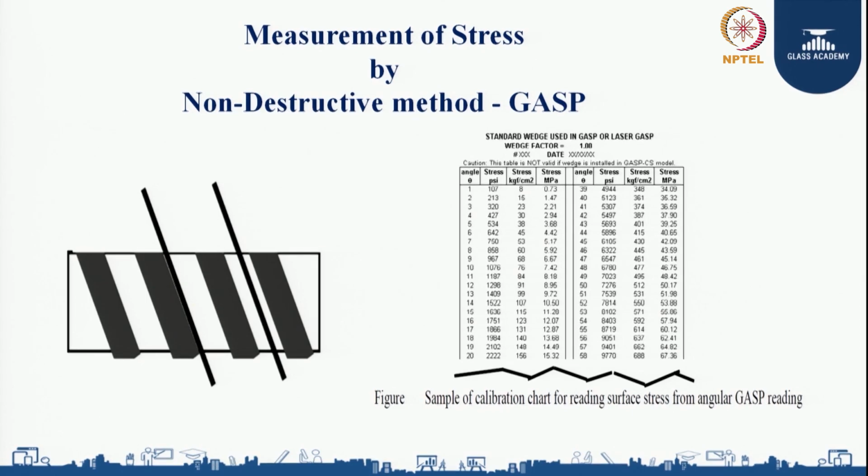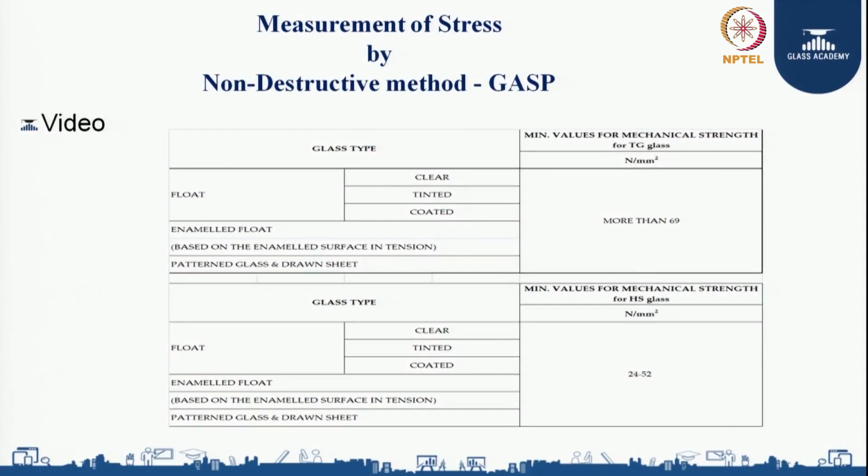If you see in the table, there is a corresponding table where my angle is matching with the stress line. For example, if my angle is at 45 degree, the corresponding equivalent stress value is 6105, the unit is pounds per square inch. Similarly, it is equivalent to 42.09 when it comes to megapascal. So, in order to measure the stress levels in the glass, for a toughened glass, the stress value is considered to be more than 69 MPa or Newton per square millimeter. And for a heat strengthened glass, the stress value is considered to be 24 to 52 Newton per square millimeter or MPa.